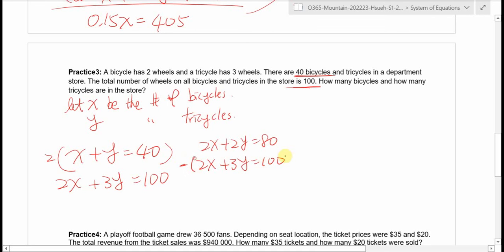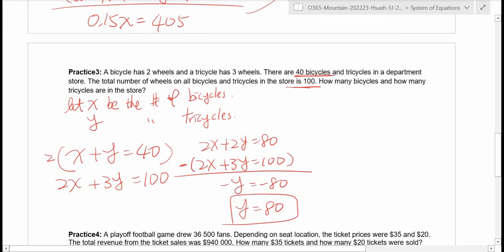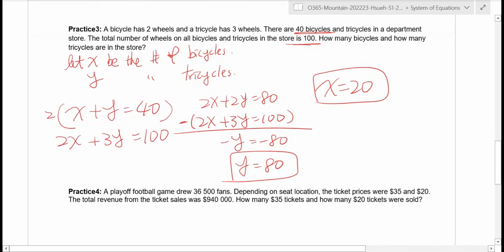You can then subtract them. 2 minus 2 is 0. 2y minus 3y is negative y. 80 minus 100 is negative 20. Divide both sides by negative 1. You get y equals 20. So there are 20 tricycles. That means there must be 20 bicycles in the department store. Okay, hopefully that's not too bad for you.